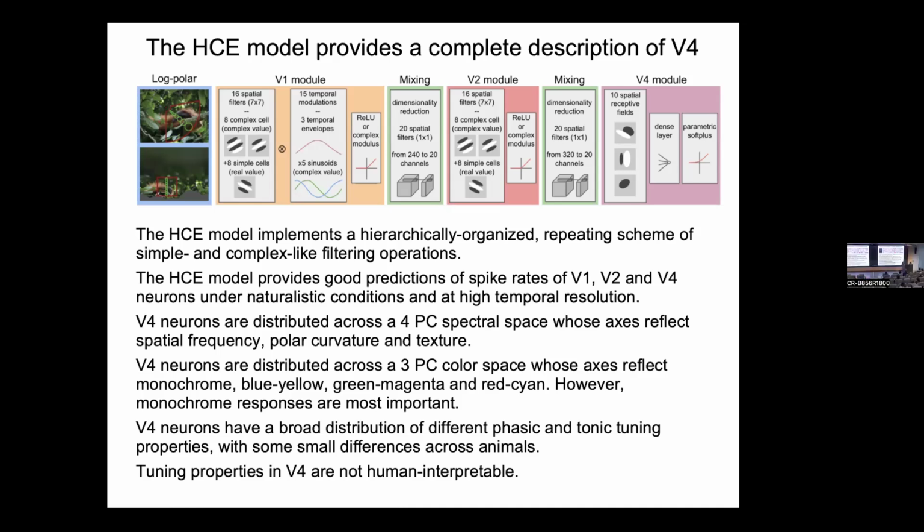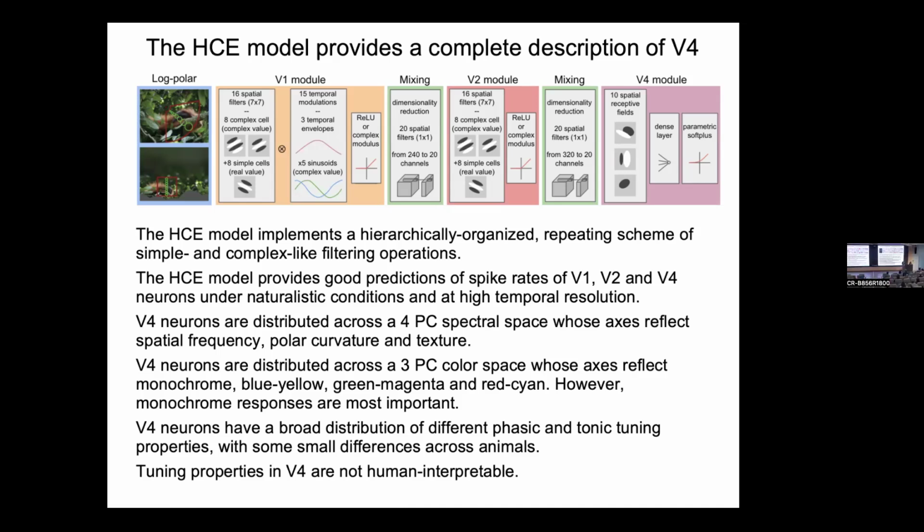V4 neurons are distributed across a 4 principal component spectral space, whose axes reflect spatial frequency, curvature, and texture. They're distributed across the 3 PC color space: monochrome, blue-yellow and green-magenta, and red-cyan. These are actually the color axes you would expect based on everything we know about psychophysics and everything we know about how V1 codes information.